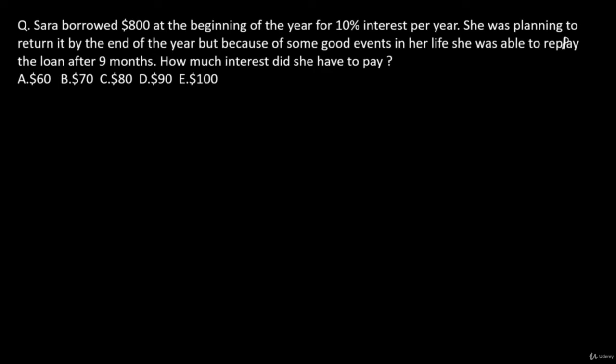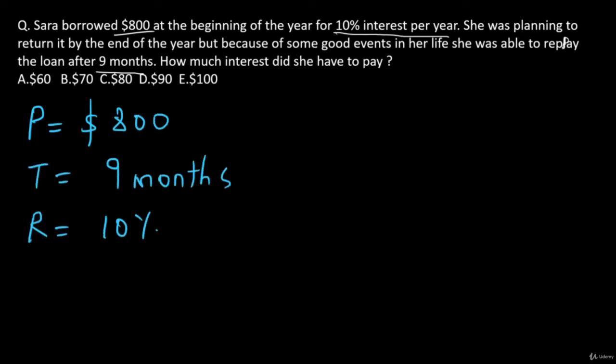Alright, we are back. I hope you've been able to solve this. Now let's go ahead and solve it together. We have to find out how much interest she had to pay. The principal that she borrowed is $800, right? The time period for which she had to borrow the money is just 9 months, right? And the rate of interest is 10% per year. So let's write this down. The principal is $800, the time period is 9 months, and the rate of interest is 10%.